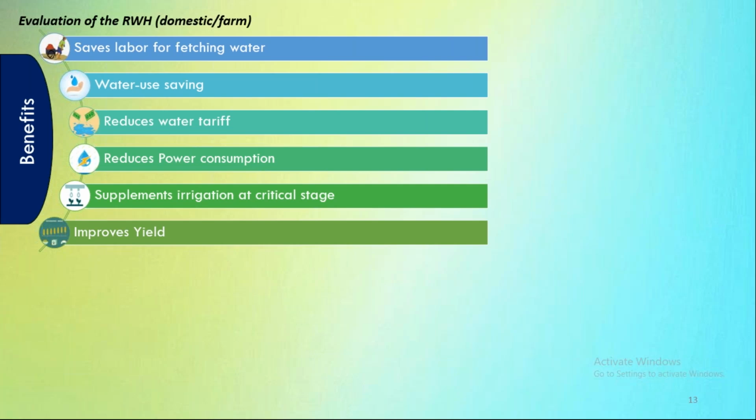Then supplement irrigation is very critically necessary at some stage of the time. If rainwater or other water sources are not available, we can use that water, so our crop will not be affected. In this sequence, our yield will be improved. Furthermore, these are the monetary gains.